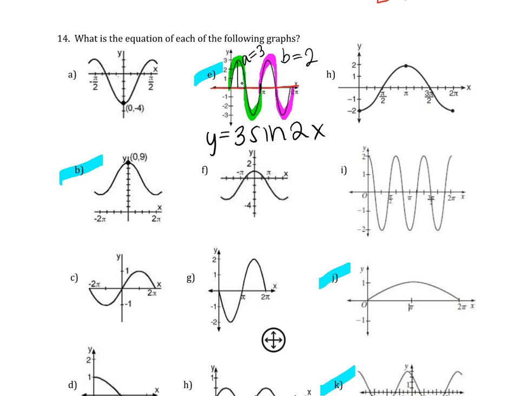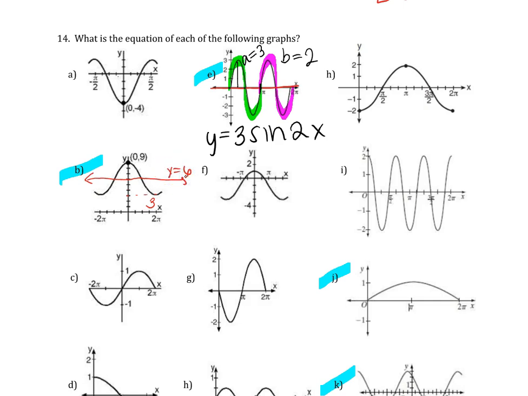Now, when it comes to B, you can clearly see it's not oscillating around a midline of the x-axis anymore. It's oscillating about a line here. So remember, it's always in between the max and min values, which appear to be 9 and 3. 9 plus 3 is 12, divided by 2 is 6. So 3, 4, 5, 6. So the midline can always be found by averaging the maximum and the minimum value.